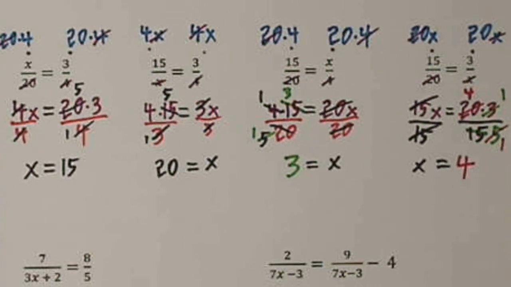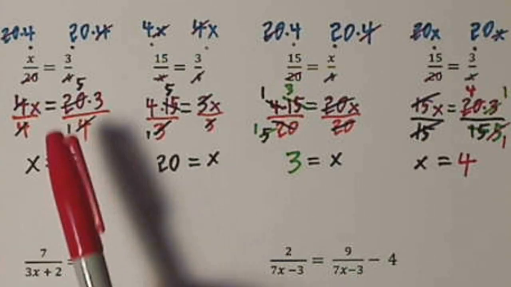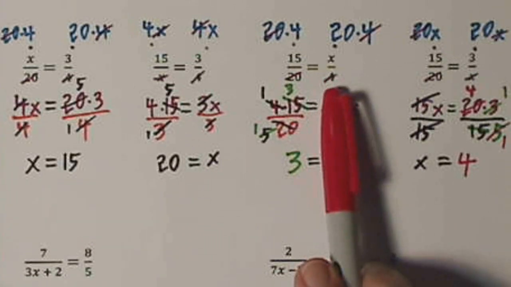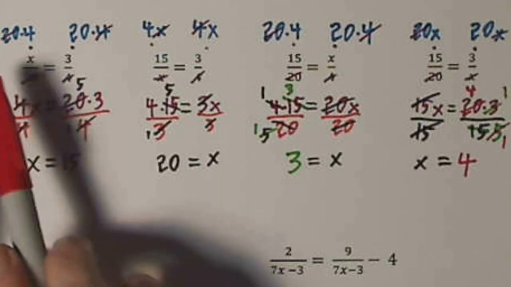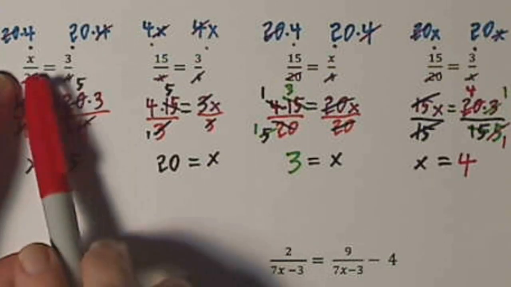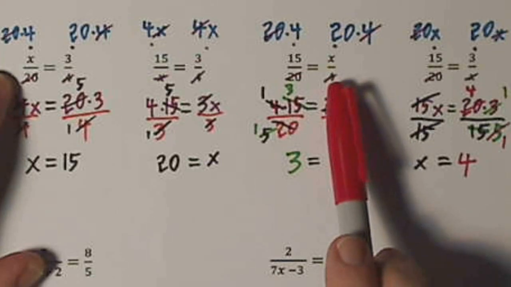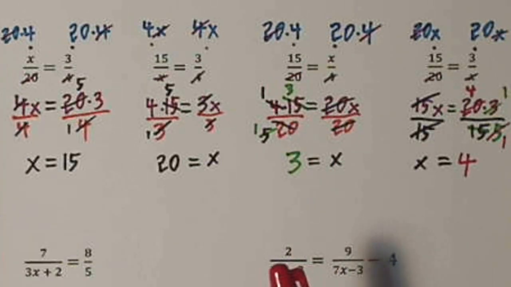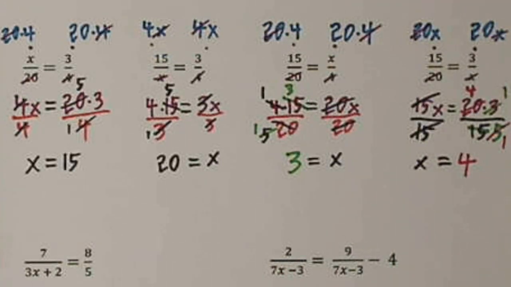Okay, so for each of these 4, I solved it the same way. And on this one and this one, there was a faster way to solve it. On this side, I could have just multiplied each side by 20. I would have x by itself. Over here, I could have just multiplied each side by 4, and I would have had x by itself. But I'm just trying to underscore that this same approach works every time.